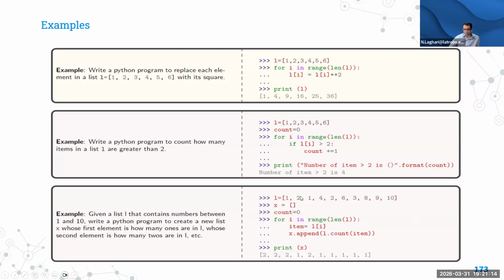Okay, so let me check 1, 2, 3, 4, 5, 6, 7, 8, 9, and 10, and then X has 1, 2, 3, 4, 5, 6, 7, 8, 9, and 10. Yeah, because there are 2 ones, 2 twos, and how many threes are there? Well, it should be 3, I don't know.